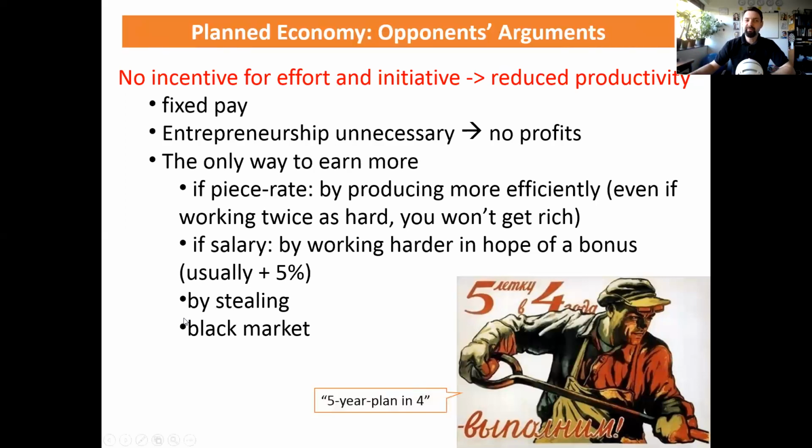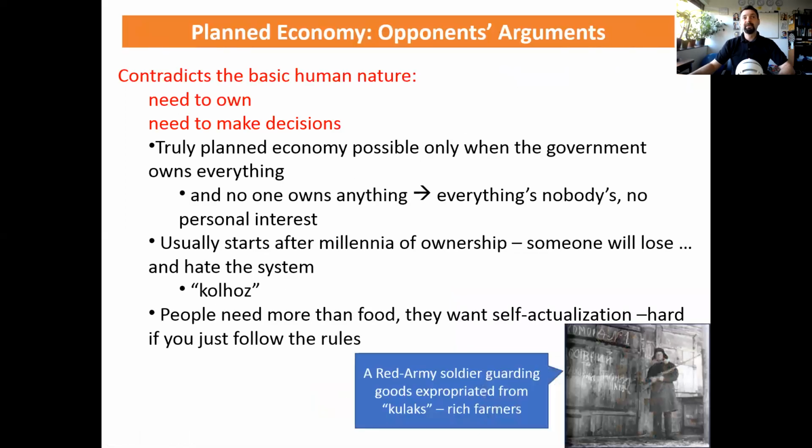So the only way that really motivated people to work harder were those motivational posters, like they had those 5-year plans. And so this poster here says, let's do a 5-year plan in 4 years. So other problems are that, when you have a planned economy, you sort of take the freedom away from the people. And that's counter to our human nature. So we don't want to be owned by the government. We want to make our own decisions.